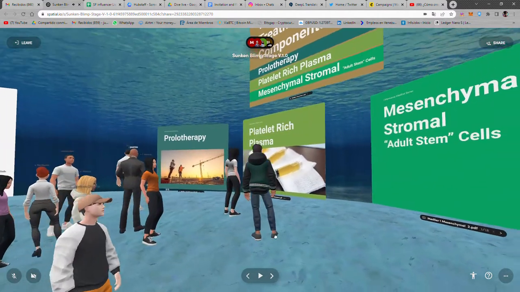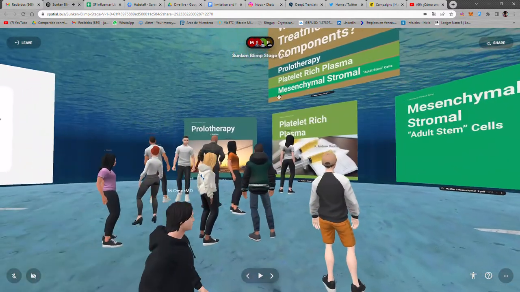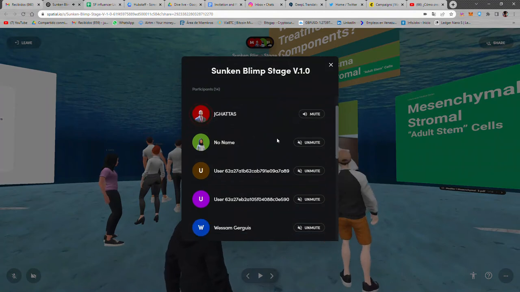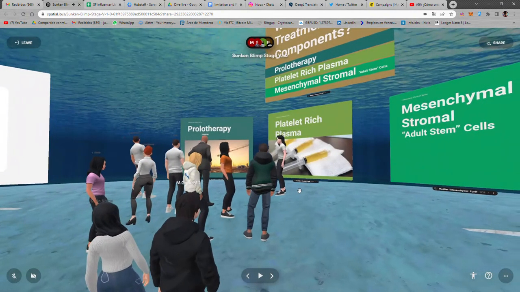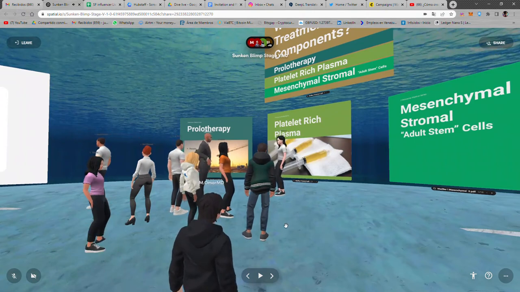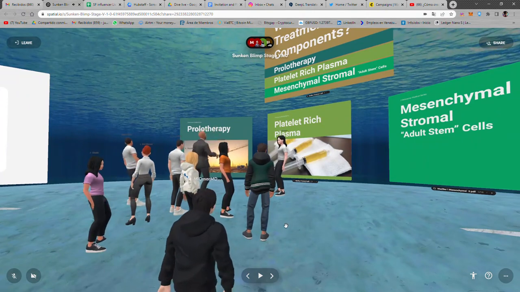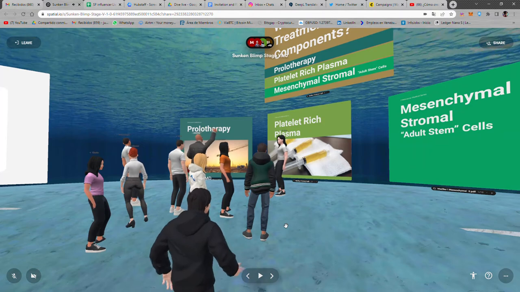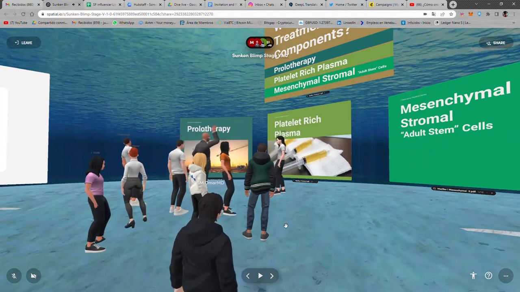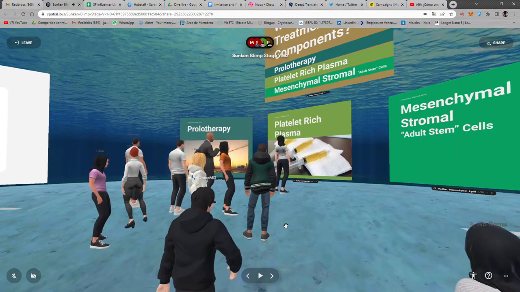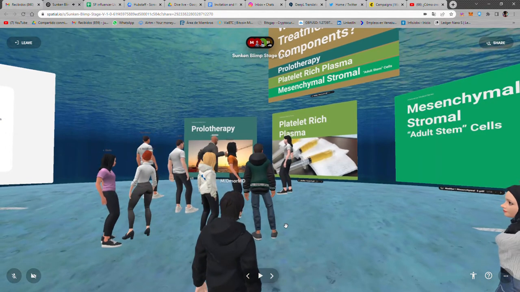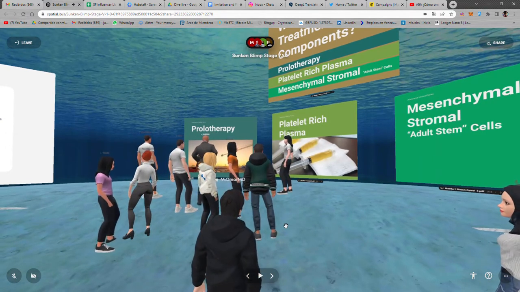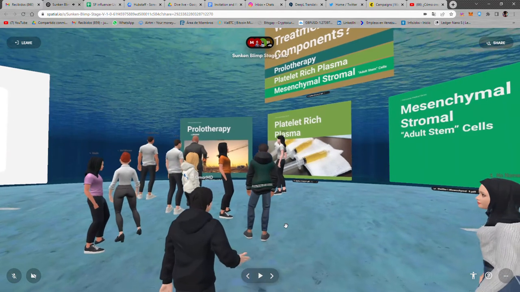So we talked about all these inherent properties of healing, all the different tissues. How do we harness our own tissue to optimize our own healing? Well, we have these three main components: prolotherapy, platelet-rich plasma, and then mesenchymal stromal cells, a.k.a. adult stem cells, which I don't like the word. Stem cell is kind of a misnomer, but we'll talk about that.